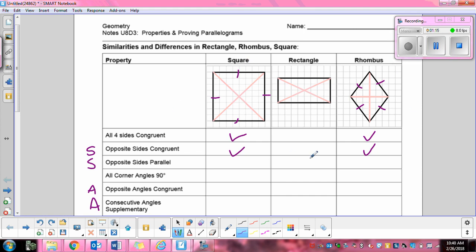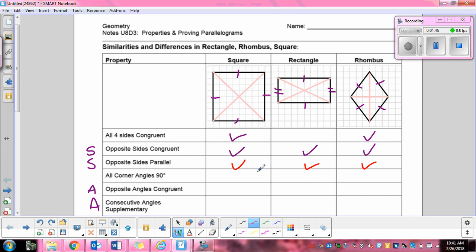But in a rectangle, this is also true. So this one is congruent to this one, and these are congruent also. Opposite sides are parallel. This is true in all parallelograms, and these are types of parallelograms. So opposite sides being parallel is going to be true in a square, in a rectangle, and a rhombus. So far we have opposite sides are congruent in all three, opposite sides are parallel in all three.